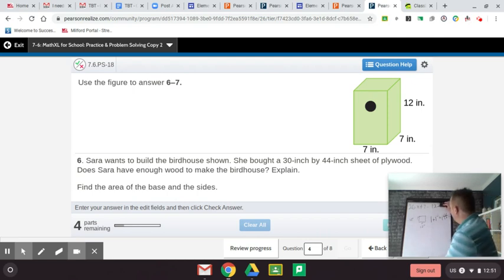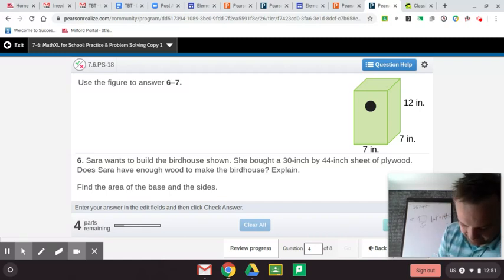So I'm going to figure out what 30 by 44 is. 30 times 44 equals how much total wood do we have? Let's see. 30 times 44 is 1,320 inches squared.